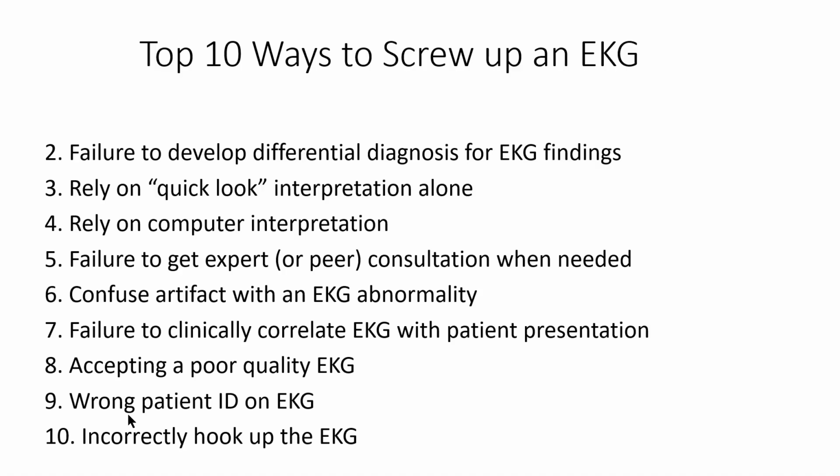The number 2 way to screw up an EKG is failure to develop a differential diagnosis for EKG findings. A widened QRS complex can be associated with an underlying bundle branch block that's been there for years, or it can be hyperkalemia, or it can be ventricular arrhythmia, or tricyclic antidepressant overdose. So you have to begin to take these EKG findings and correlate them with the other patient data.